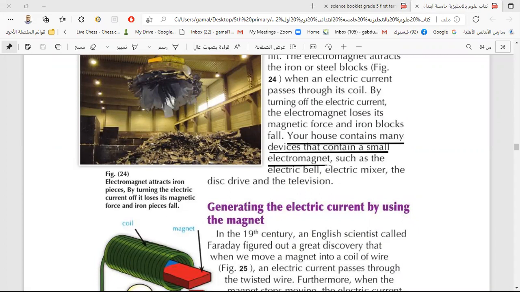Like what? In our house there is the electric bell. The electric bell has an electromagnet inside it. And the electric mixer also has an electromagnet inside it. And the disk drive or the CD drive in the computer, and also the television. All of these devices contain an electromagnet. Now we can answer some questions about the electromagnet. Let's go to the booklet to answer some questions about the electromagnet.